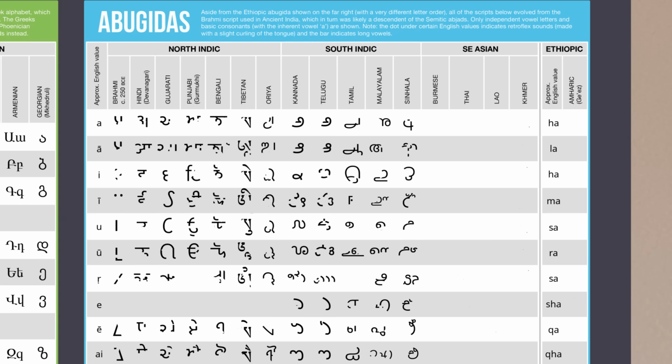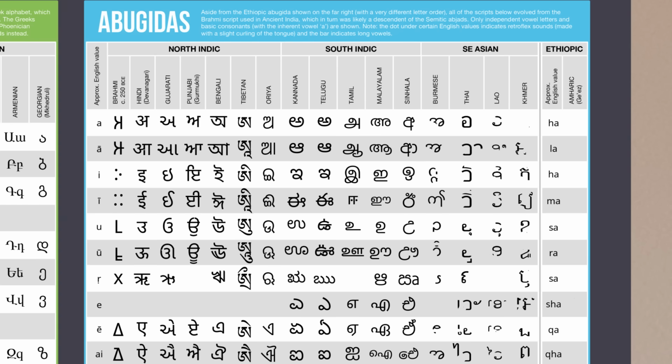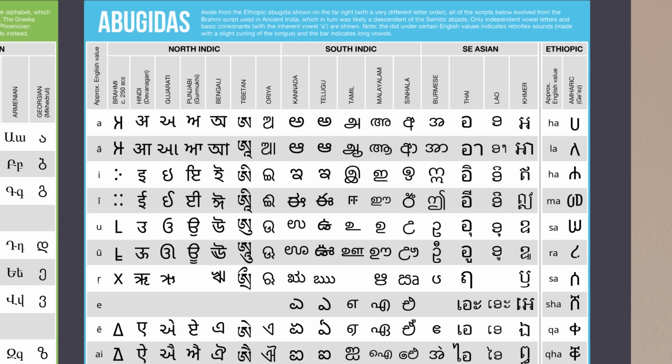They are primarily used in India and Southeast Asia, although one is used in Ethiopia as well. As you can see on the chart, Abugidas, like alphabets, have unique characters for both vowels and for consonants. However, these vowel letters are generally only used in situations where a word begins with a vowel. In other cases, a small change is made to the consonant character instead, and this small change indicates what vowel follows the consonant. So let's take Hindi, for example.